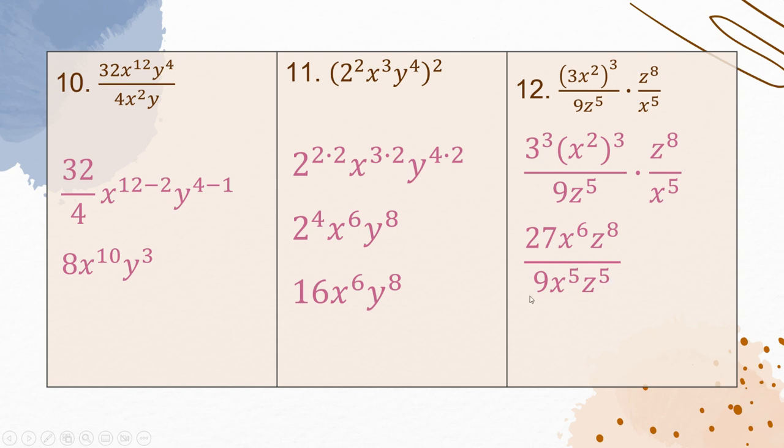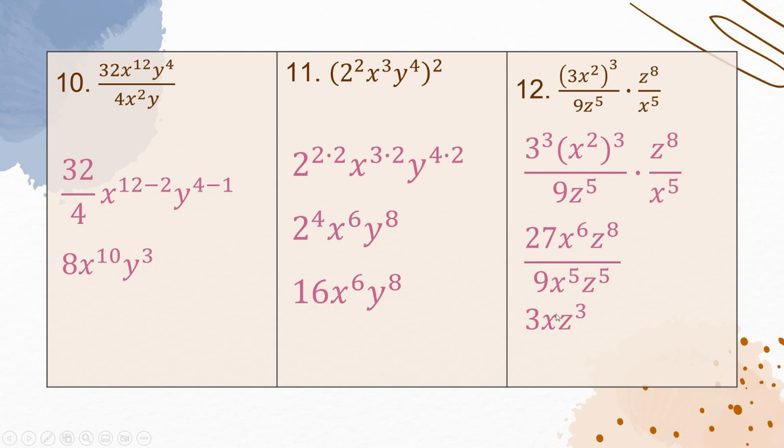Now, I can simplify this. 27 divided by 9 is 3. X to the 6th over x to the 5th, 6 minus 5 is x to the 1st. And z to the 8th over z to the 5th is 8 minus 5, z to the 3rd. So I would have 27 divided by 9 is 3. That's where that's coming from. X to the 6th over x to the 5th, 6 minus 5 is 1. That's where this x to the 1 is coming from. And z to the 8th over z to the 5th, 8 minus 5 is z to the 3rd. That's where we're getting that from.